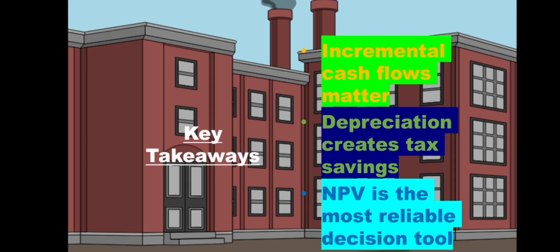Finally, among capital budgeting techniques, net present value is considered the most reliable decision-making tool. A positive NPV indicates that a project adds value to the firm and should generally be accepted. Together, these principles help firms make sound and value-maximizing investment decisions.